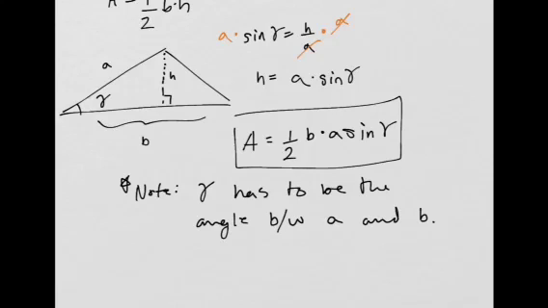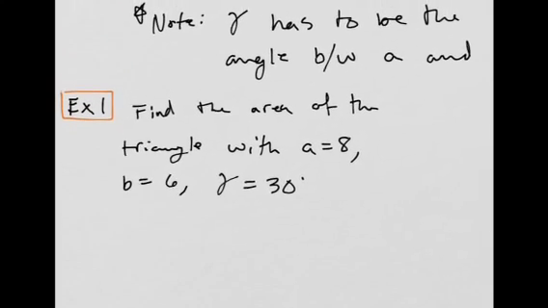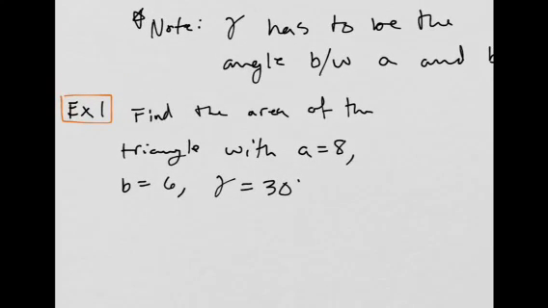Sometimes you'll have to use the law of cosines or the law of sines to find an extra side. And then after you do that, then you can use this formula. Yeah. Everything here is set up easily. You don't have to solve for anything else. Find the area of the triangle when A is 8, B is 6, and gamma is 30. I'm going to let you guys try that.